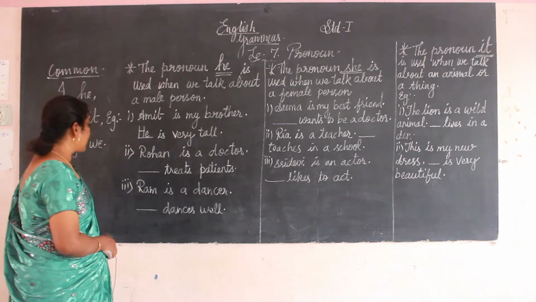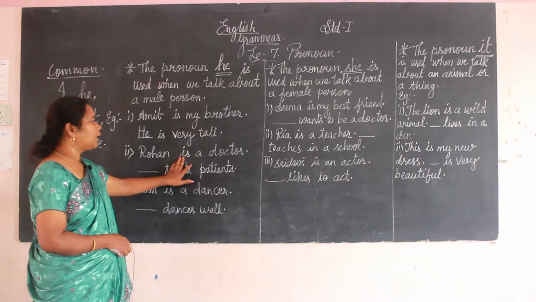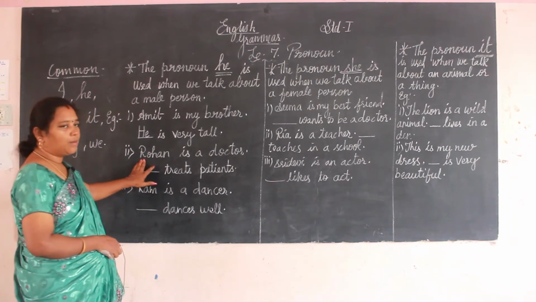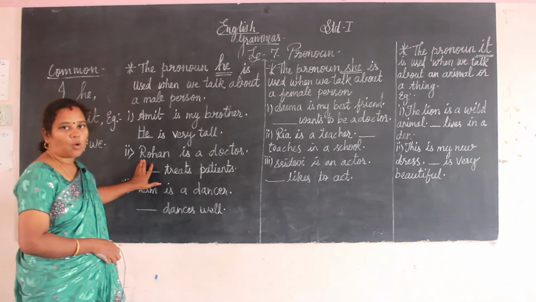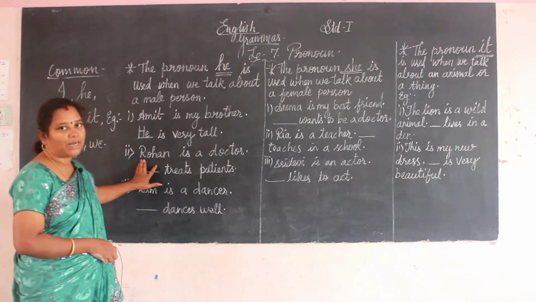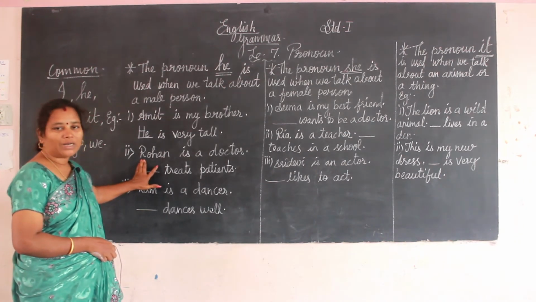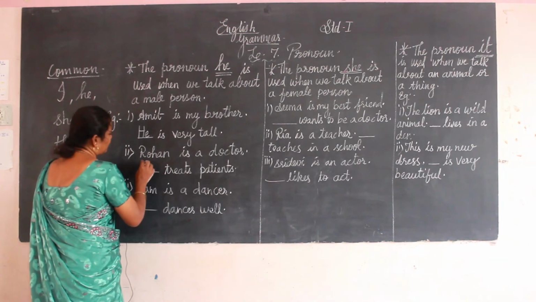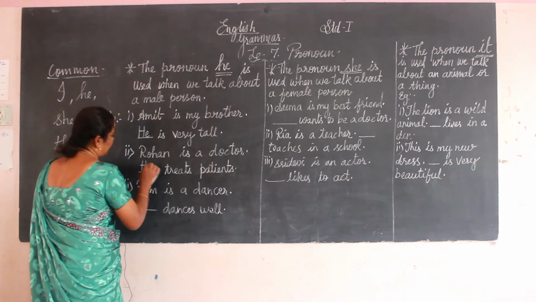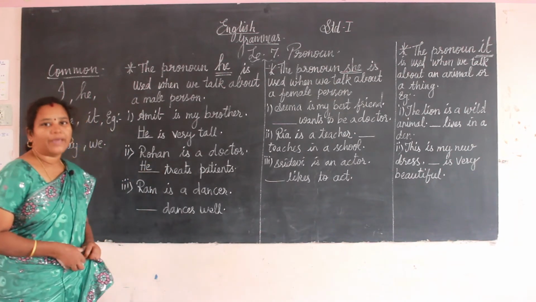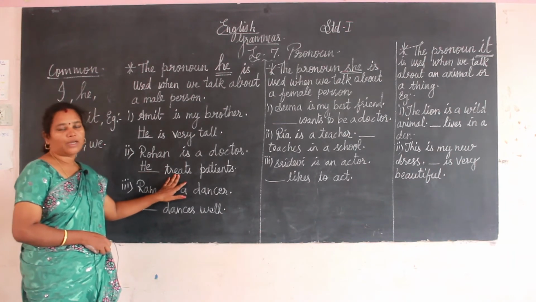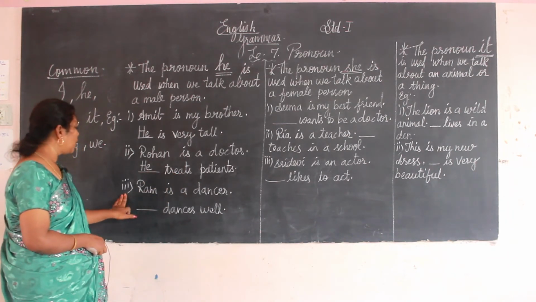Okay, see the second one. Rohan is a doctor. What is Rohan? A doctor. Rohan is a specific name, and it is a boy's name, not a girl's. So what will you write here? He. The spelling of he is H-E, he. He treats patients. What will he do? He treats the patients. What does a doctor do? You know. Okay.